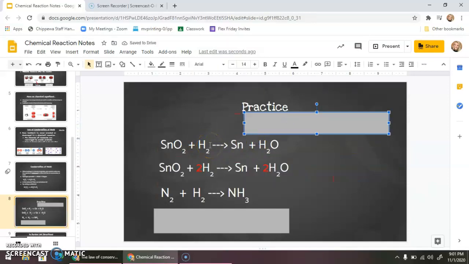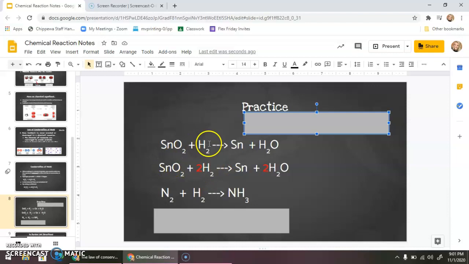So what we can do is add our coefficients, right? We have 2 oxygen on this side, and we want 2 oxygen on our product side. So we're going to put a 2 in front of it to make our 2 oxygen. But now we have to multiply our hydrogen by this 2 as well. So now we have 4 hydrogen. So now we go back to the other side and we put a 2 in front of our hydrogen molecule to make sure we have 4 over here as well.